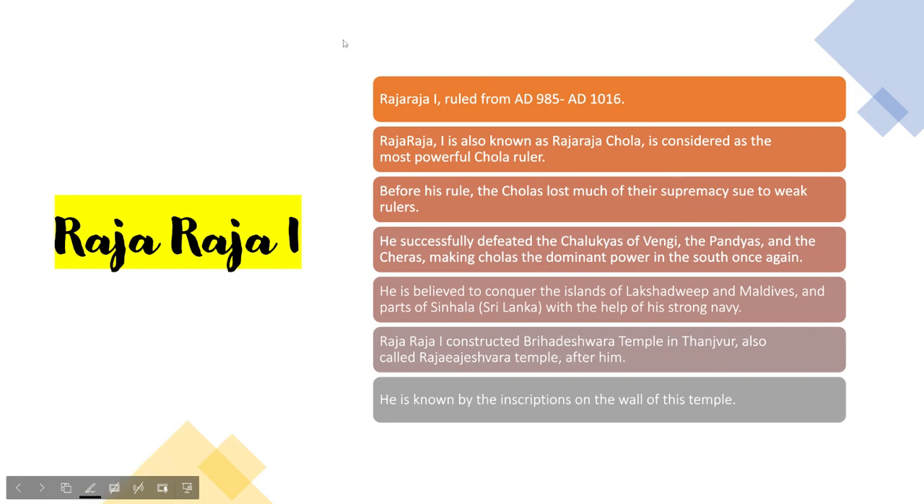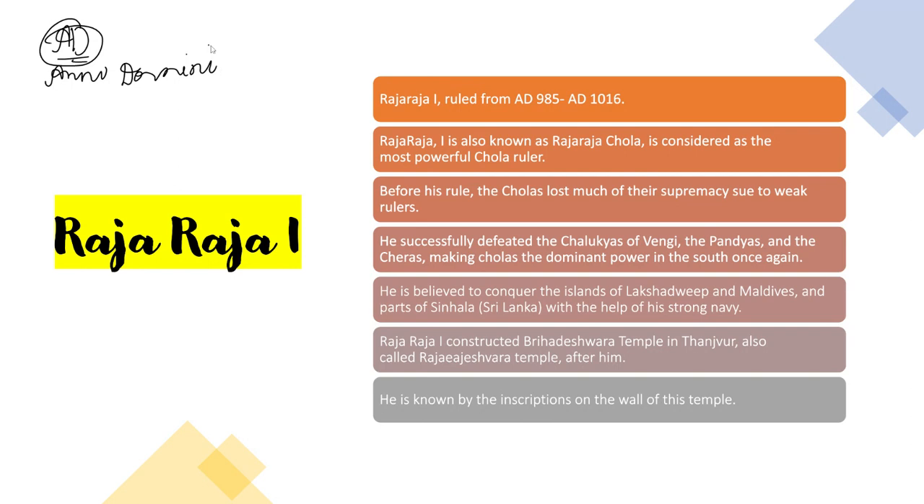The thing over here is that some students miss this AD sign. You must never miss this sign because it stands for Anno Domini. You already know it, you studied this in your previous classes. If you write just 985 to 1016, you're not going to get any marks. You need to put AD, or you will get half marks if you put only the digits, because we don't know whether it's before Common Era or after Common Era.